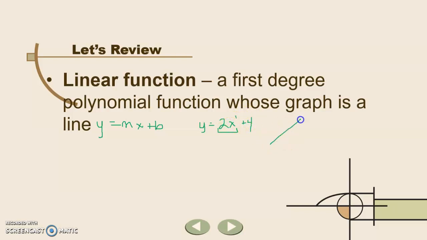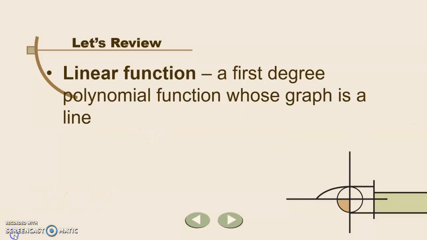Whether it's slanted up, as in this case, we could have a negative slope slanted down, or we could even have a straight horizontal line. But a linear function will always be a straight line, and it will always be a first degree polynomial.